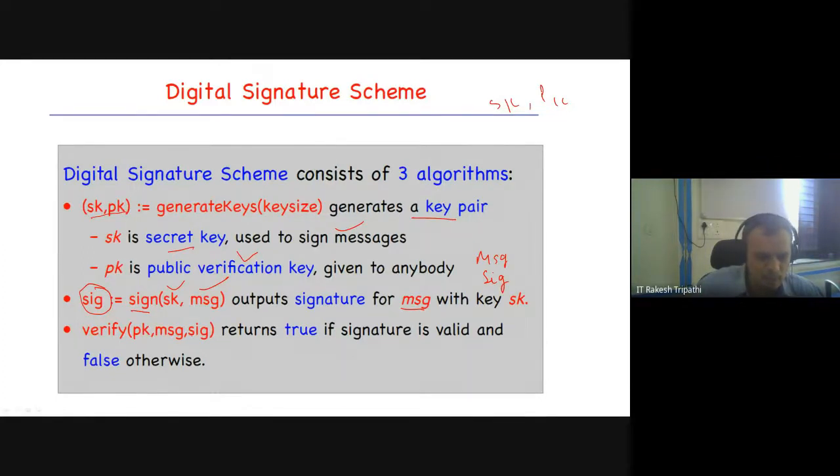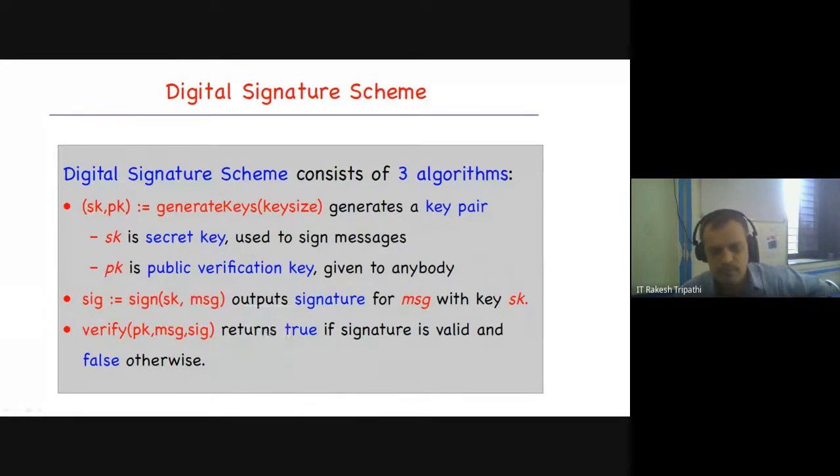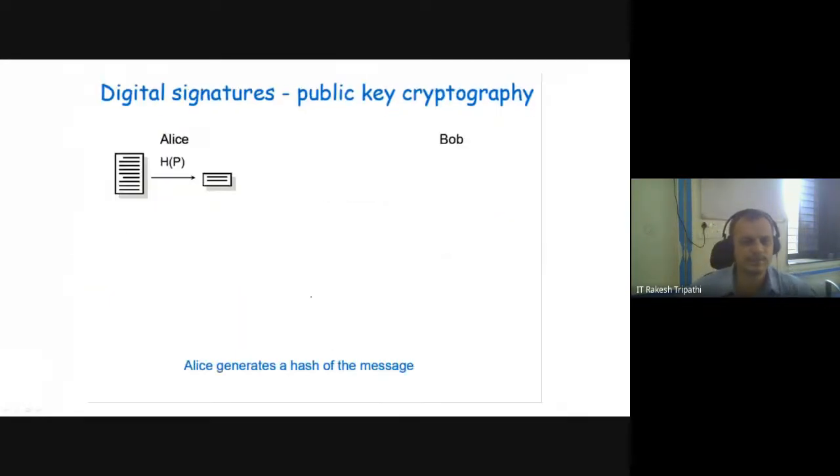Now the receiver knows my public key. I'm sending the message to him. I'm sending the sign to him. And this verifier is a function. If it is true, then the signature is valid. If it is false, then the signature is not valid. How does it work? Let us see.